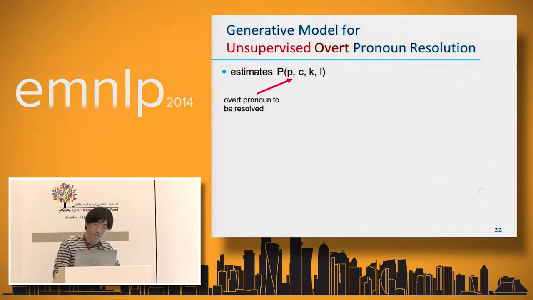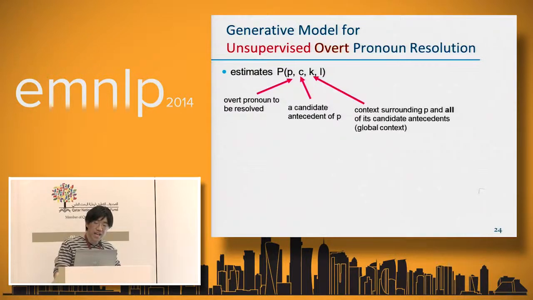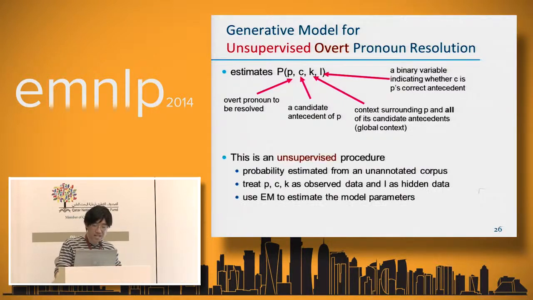P is the overt pronoun to be resolved. C is a candidate antecedent of pronoun P. K is the context surrounding pronoun P and all of its candidate antecedents. And so you can think of it as the global context in which the pronoun and the candidate antecedents appear. And finally, L is a binary variable indicating whether C is pronoun P's correct antecedent.